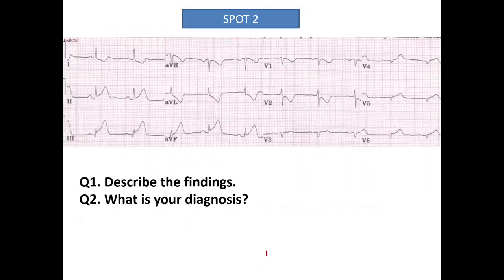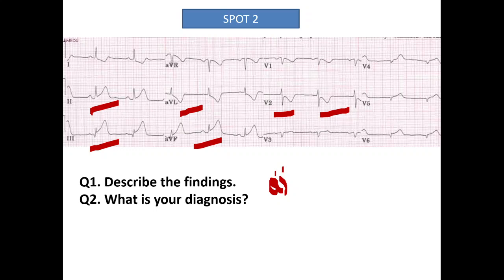Second spotter, again the ECG. Describe the finding and what is the diagnosis. Look at the findings over here, leads 2, 3 and aVF. Look at the findings over these leads. The follow-up questions might be how to locate the blood vessel involved in the MI based on the ECG finding. Location of the MI: lateral wall, inferior wall, posterior wall, anterior wall. What are the ECG findings?